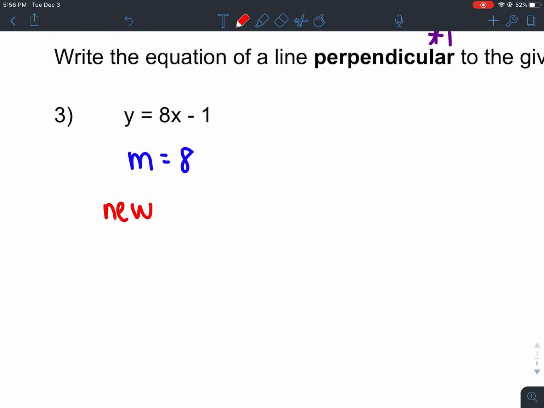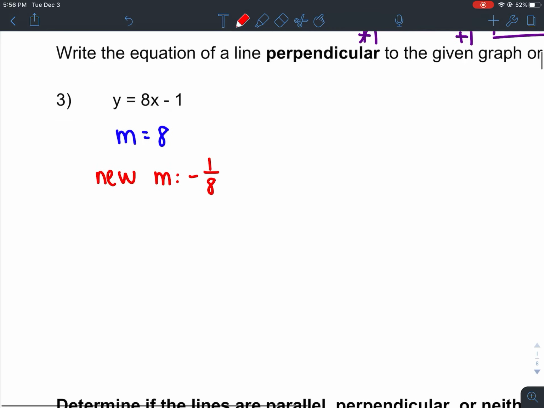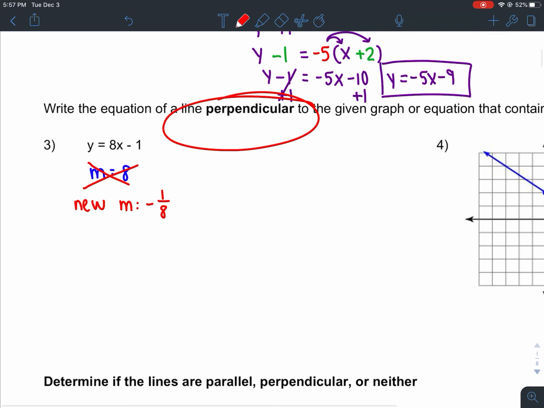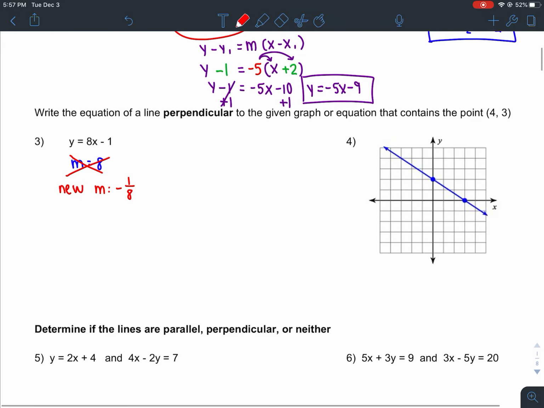So that means I'm not even going to use the slope of 8. My new slope is going to be negative because it's the opposite sign, and then I take 8 and I flip it. So it's going to be negative 1 over 8. That's the slope I want to use, not the old one, because I'm creating a perpendicular. If I use the old one, I'm creating a parallel line, and I don't want to do that. So please make sure you are reading. And then we want to make sure that it goes through the point 4, 3.